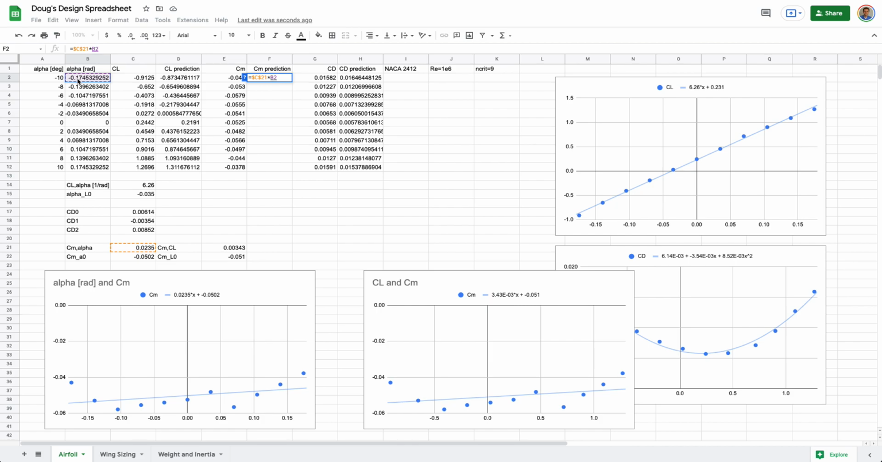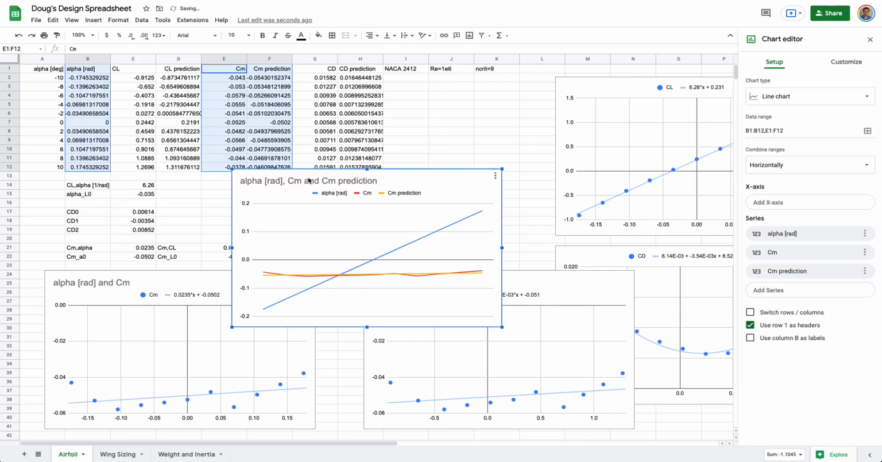So that's the times the angle of attack there, and then we need to add the CM alpha is 0, and let's put the $ sign on there. Okay, so this is our prediction. We'll autofill down, and so now let's check out, as a function of angle of attack, what's the difference between CM and our CM prediction.